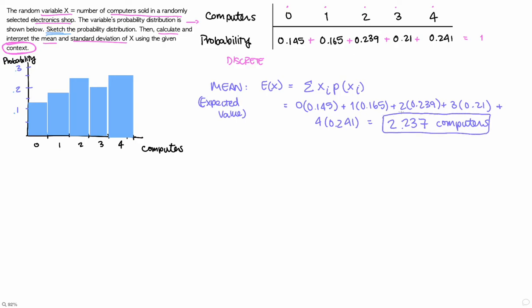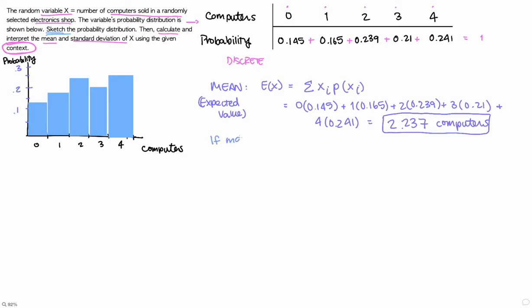Now, don't just leave this here as your answer. We want to interpret the mean in context, right? So again, the mean is the long run average. So if I were to take many, many repetitions of this specific event, then on average, the expected number of computers that would be sold would be this mean. So let's just go ahead and convey that in words.